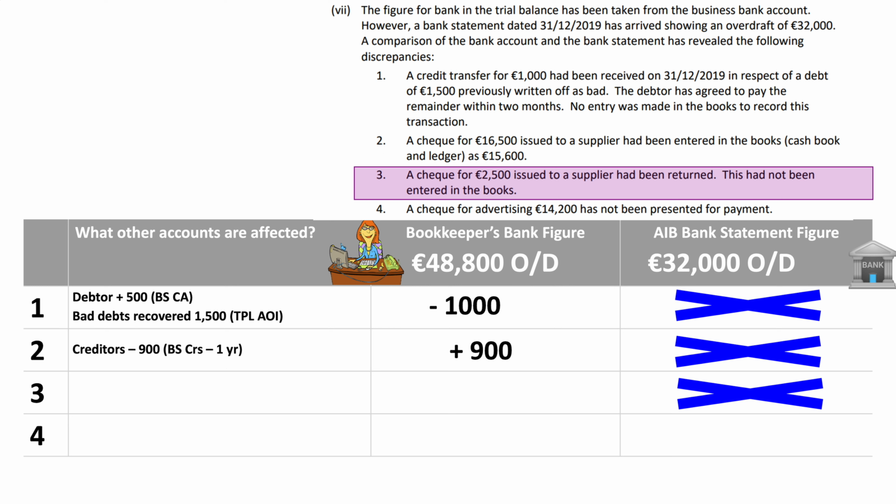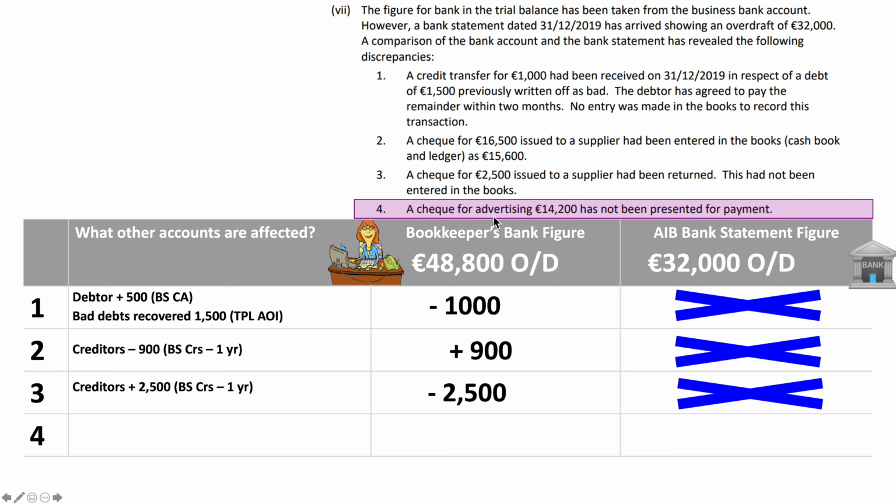So when the cheque issued to the supplier had been recorded by the bookkeeper, the bank would have been credited and the creditor would have been debited. So we would have minused from the creditor and minused from the bank. But now we have to do the opposite. So we have to show that it is 2,500 coming into the bank, which is going to reduce the bank overdraft figure. And the creditor is going to be increased by 2,500 because you owe them that 2,500 again.